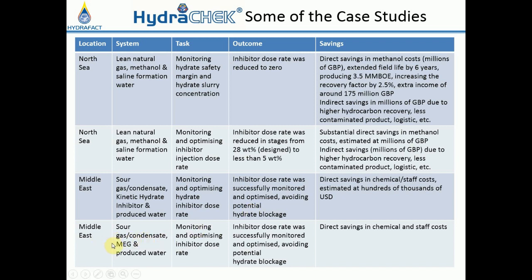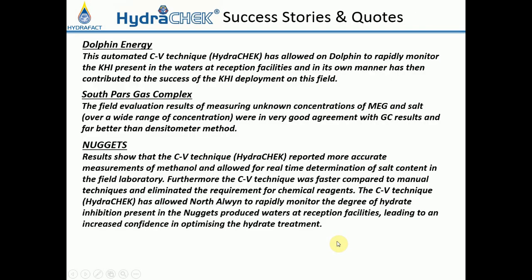Another case, Middle East again, a sour gas condensate and MEG and produced water system. Monitoring and optimizing inhibitor dose rate. Inhibitor dose rate was successfully monitored and optimized to avoid potential hydrate problem, direct saving in chemical and staff cost. These are some of the success stories of HydraCHEK and the quotes. These quotes have been taken from the papers I mentioned.